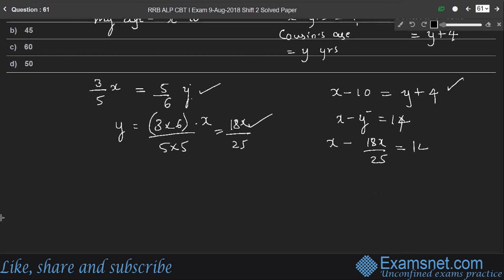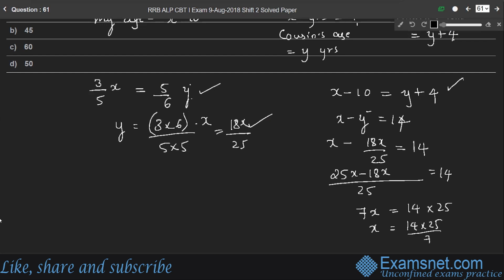So it is equal to 14. Since 25 is the LCM, the numerator becomes 25x minus 18x, right? Which is equal to 14. 25 minus 18 is 7. So 7x is equal to 14 into 25. Therefore, the value of x is 14 into 25 by 7, right?